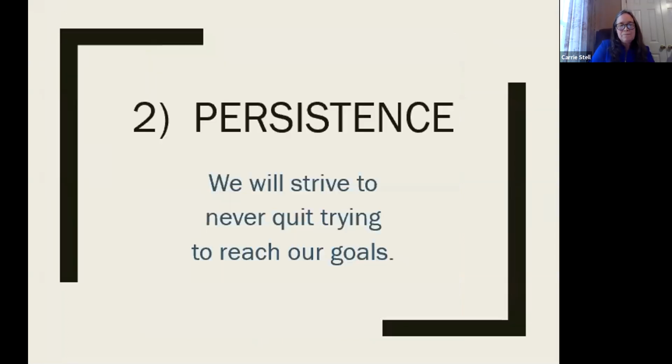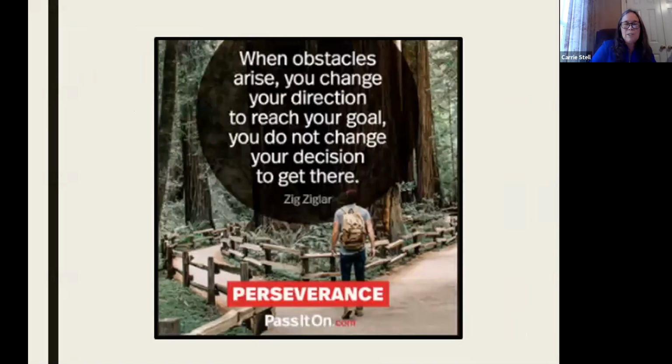Our next value we identified was persistence, which we defined as we will strive to never quit trying to reach our goals. And a quote to exemplify that comes to us from Zig Ziglar. When obstacles arise, you change your direction to reach your goal. You do not change your decision to get there. I would ask students, what obstacles have you encountered in your life? How have you overcome them? How have you gone beyond them so that you can continue to reach your goals?